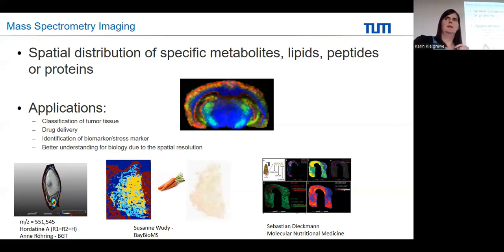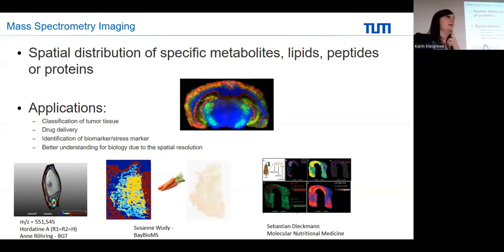Then we have drug delivery, and I think Nicole will most likely talk about this. We can use it, for example, to identify biomarkers and stress markers, and basically it might help you to get a better understanding of biology due to the spatial resolution.